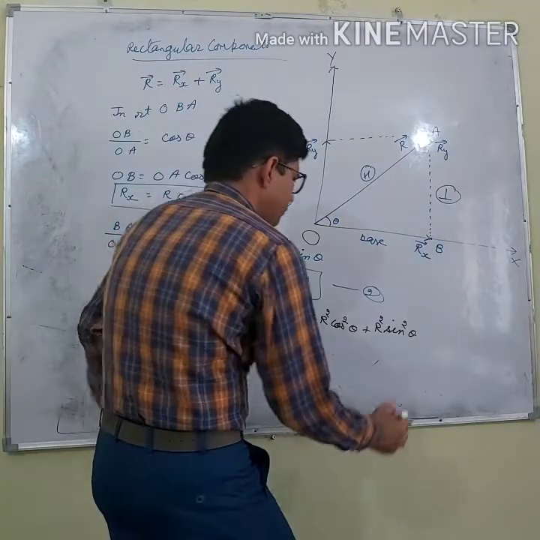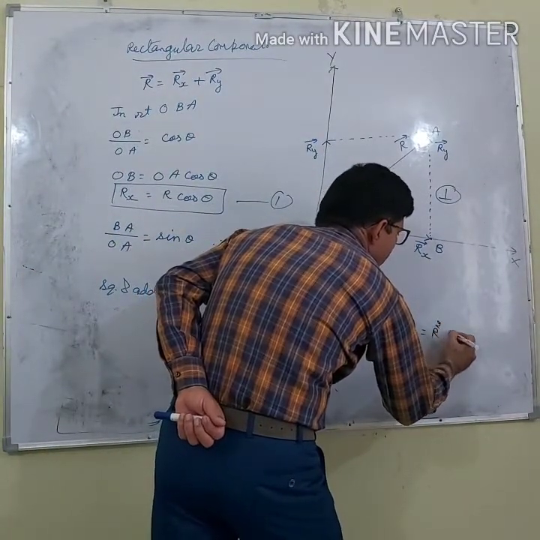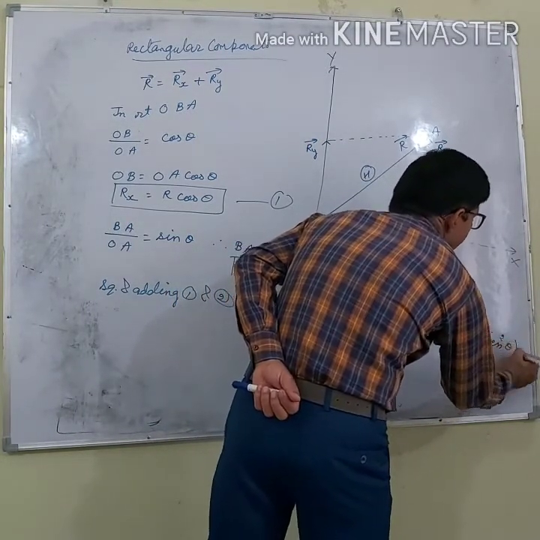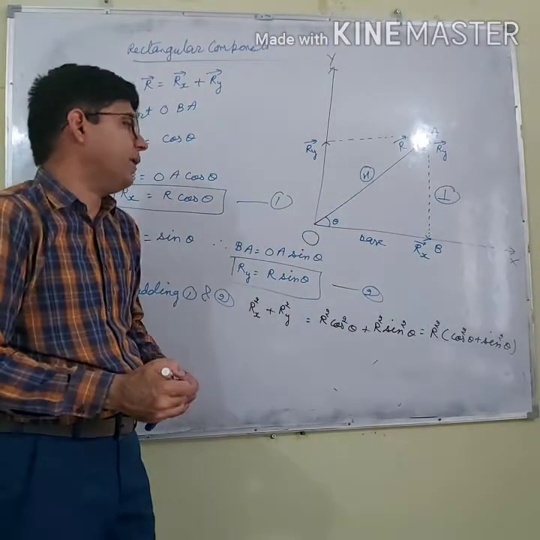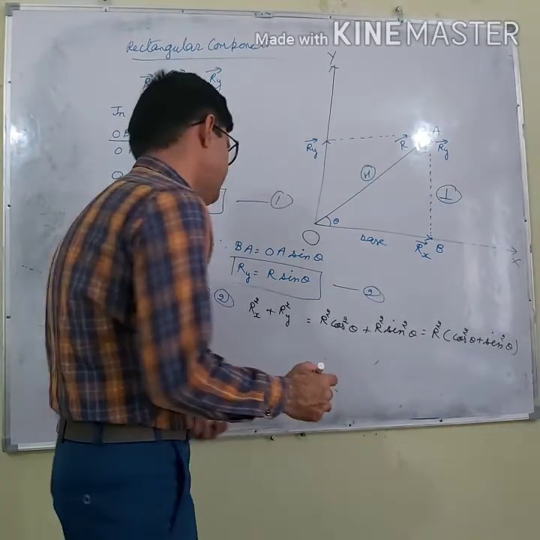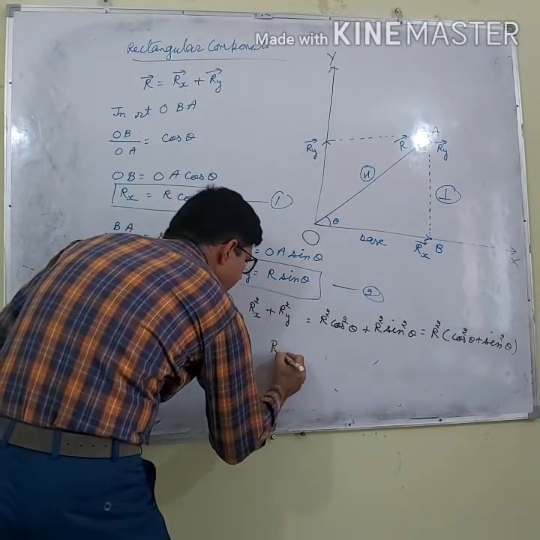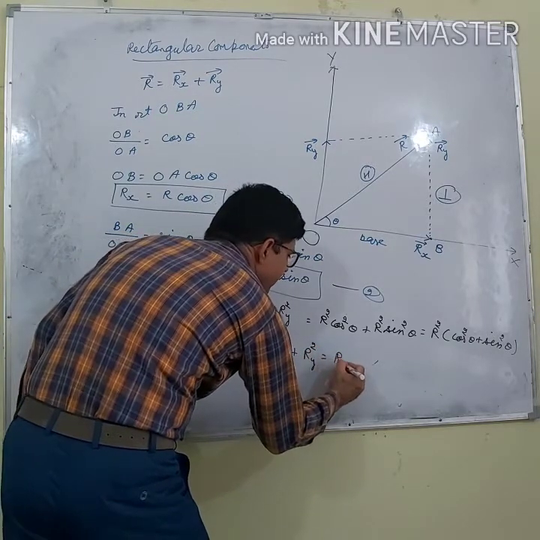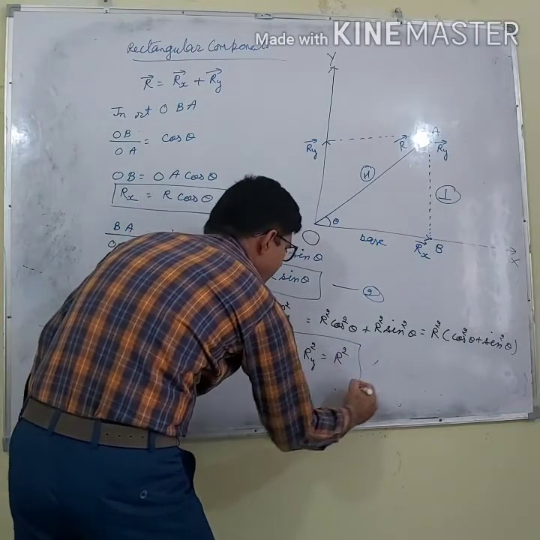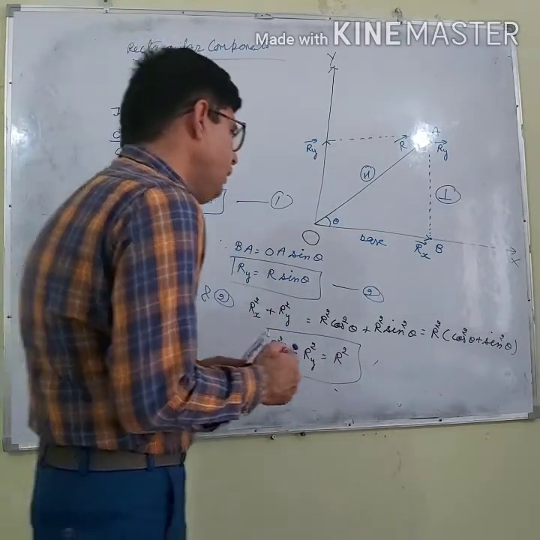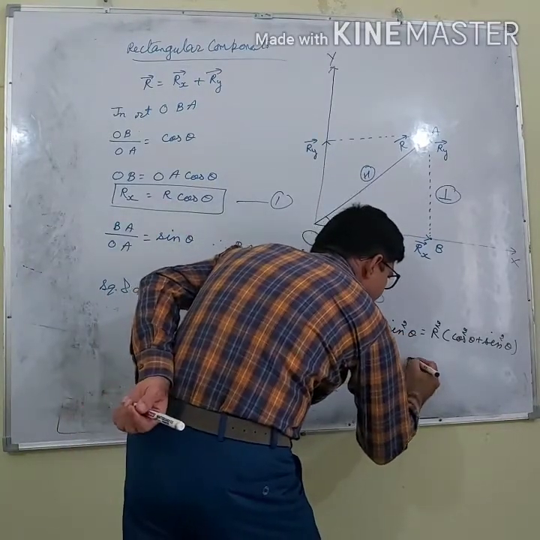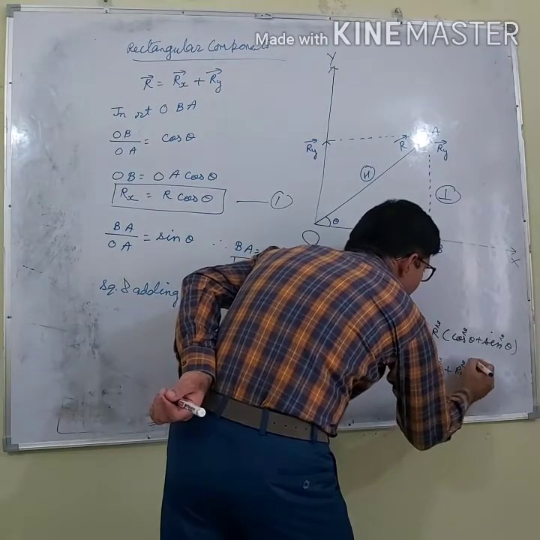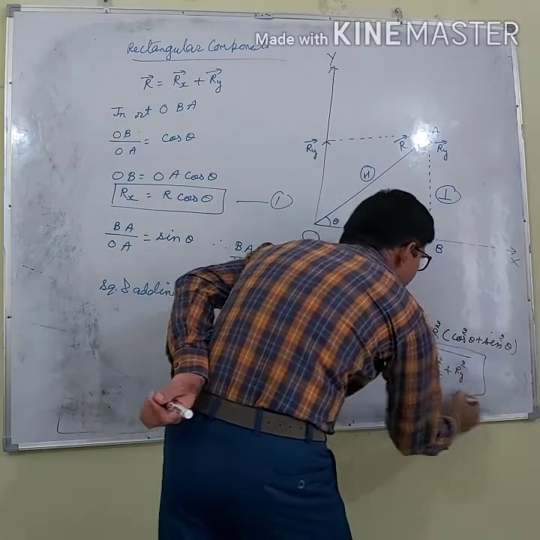Now, what can I do? I can take R square common. It equals cos square theta plus sin square theta. And all of us know that cos square theta plus sin square theta equals 1. So, therefore, I can write Rx square plus Ry square equals R square. Alright? Therefore, I can write R equals the square root of Rx square plus Ry square.